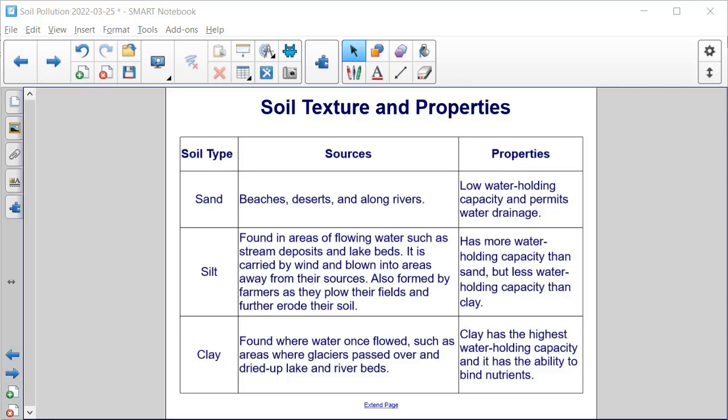Silt is found in areas of flowing water, such as stream deposits and lake beds. It is carried by wind and blown into areas away from their sources, also formed by farmers as they plow their fields and further erode the soil. Silt has more water holding capacity than sand, but less water holding capacity than clay. And finally, clay is found where water once flowed, such as areas where glaciers passed over and dried up lake and riverbeds. Clay has the highest water holding capacity, and it has the ability to bind nutrients.